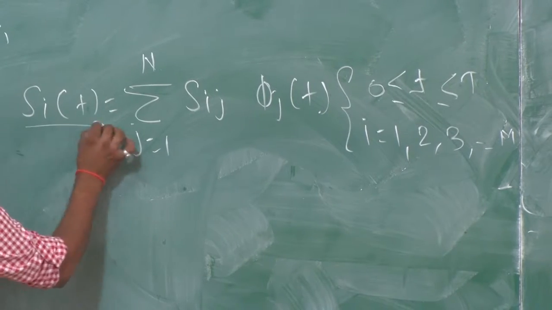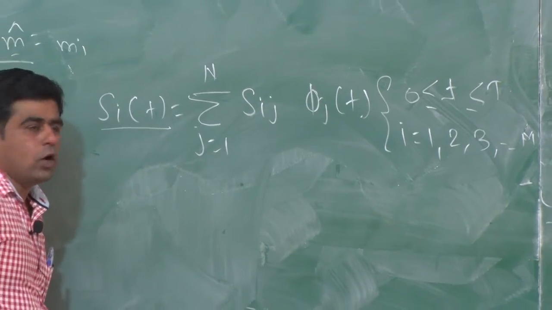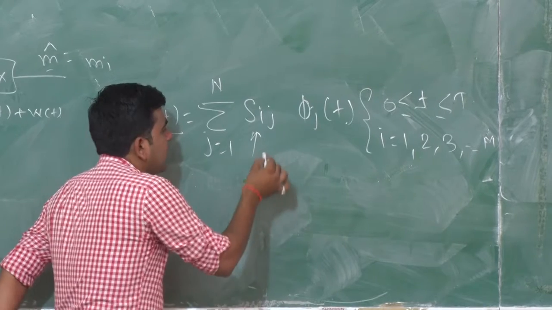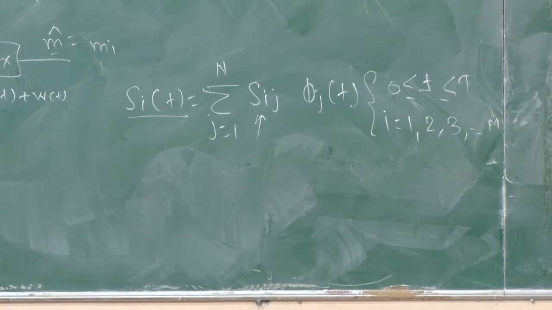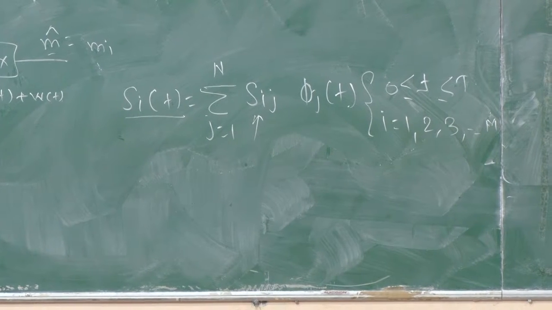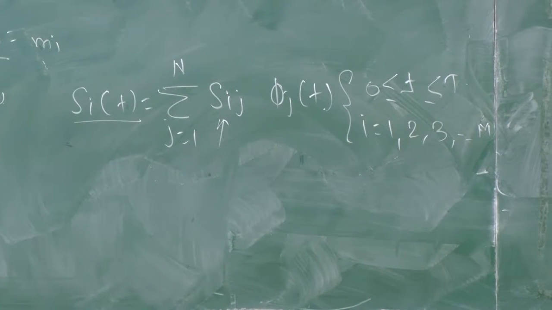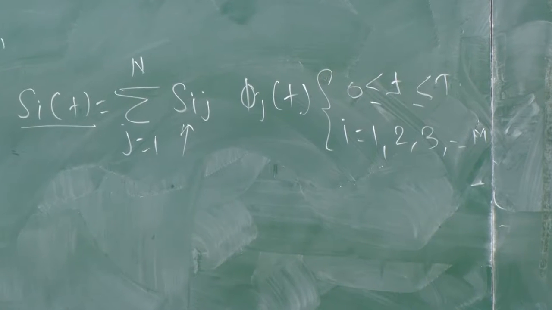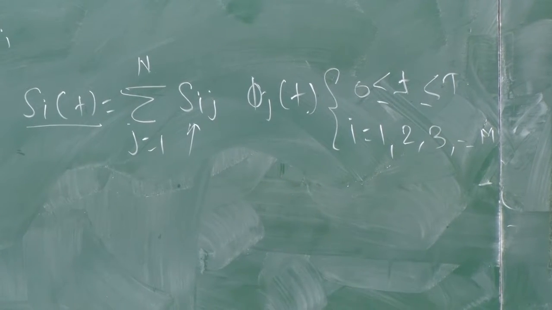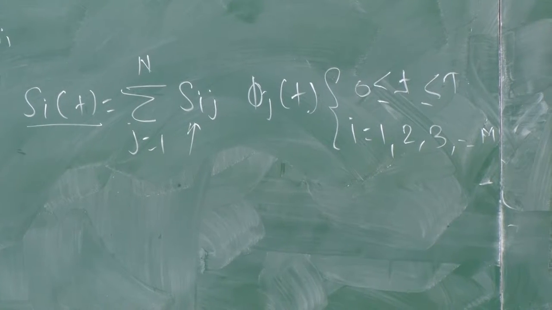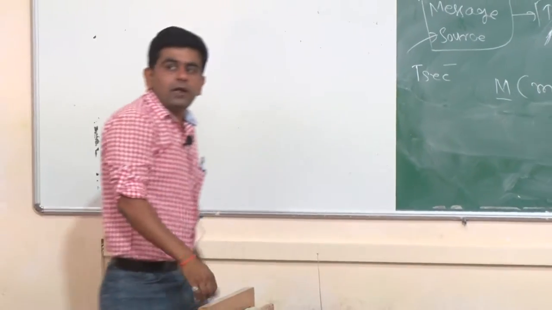Here Si of t is a signal or symbol. Sij is nothing but the coefficient. Write down, this is the coefficient. And this phi j of t is nothing but the orthogonal basis function. Orthogonal basis function.